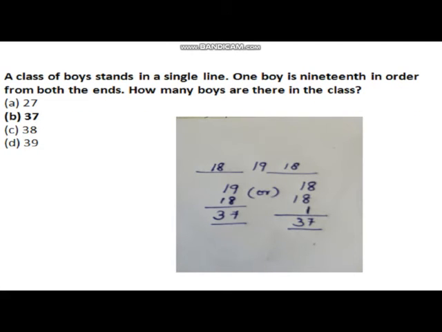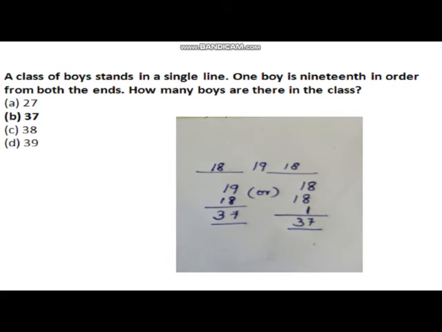Next question. A class of boys stands in a single line. One boy is 19th in order from both the ends. So a single boy, 19th from both the ends, means 18 persons before him and 18 persons after him. How many boys are there in the class? So 18 plus 18 plus 1 boy. So it is 37.